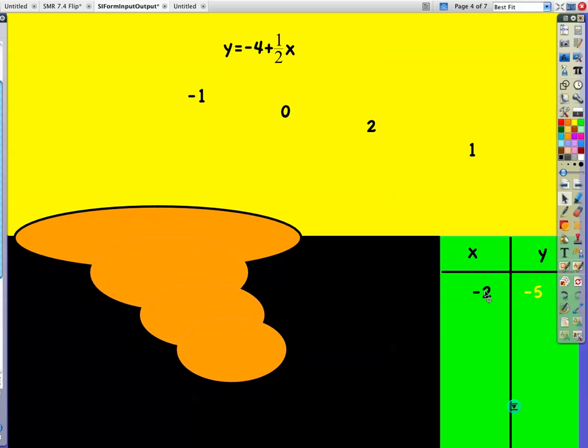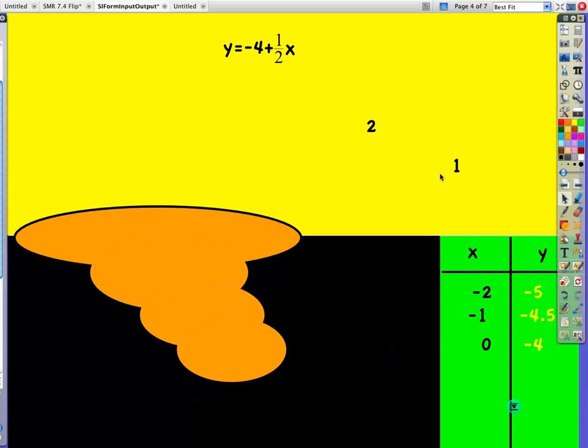And then you keep doing this. You put -1 in for x. 1/2 times -1 is -1/2. So then you add -4, you get -4.5. You put in -1, out comes -4.5. 0 goes in. 0 times 1/2 is 0. 0 plus -4 is -4. And then you put it in.